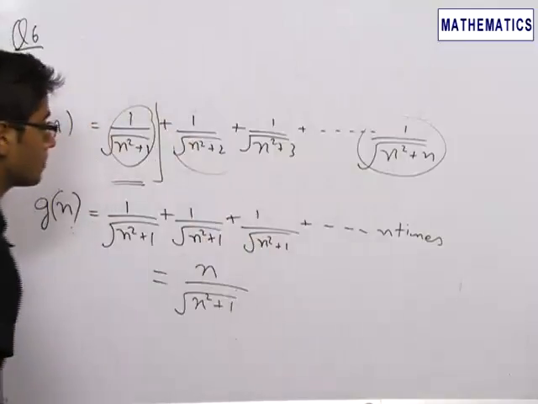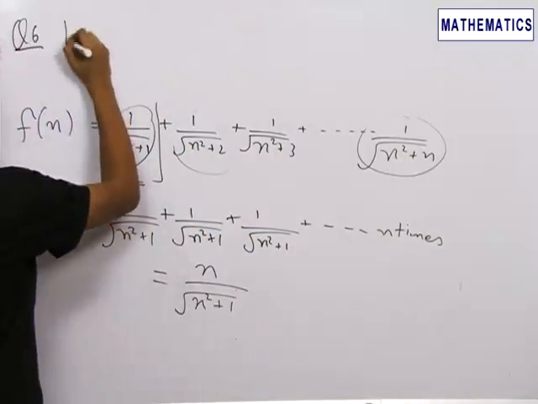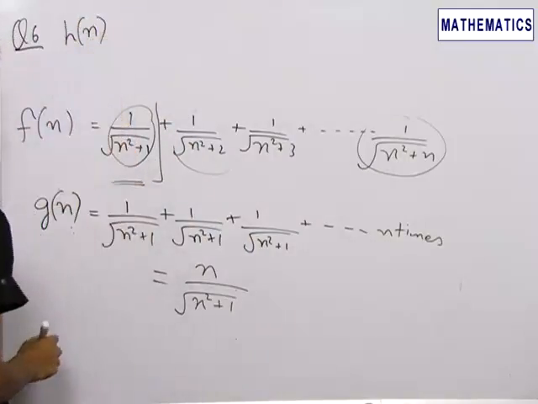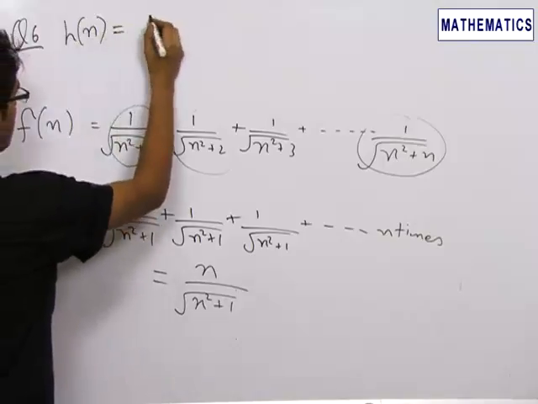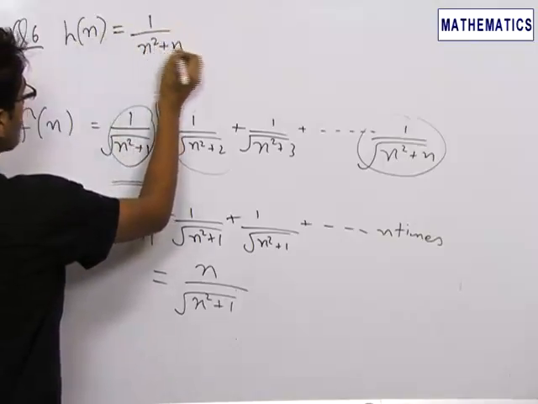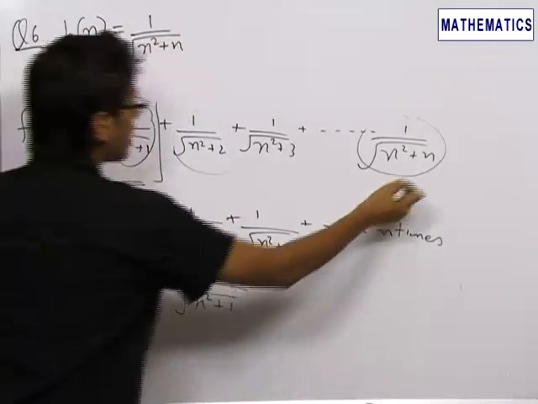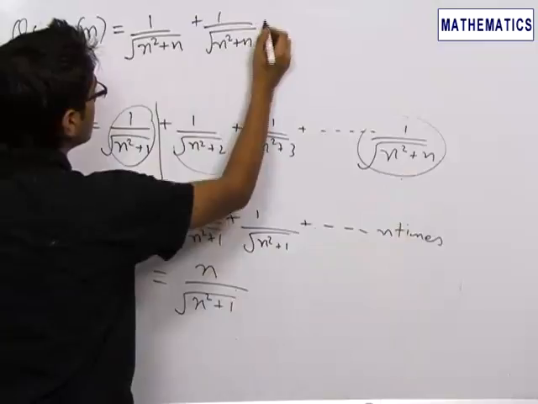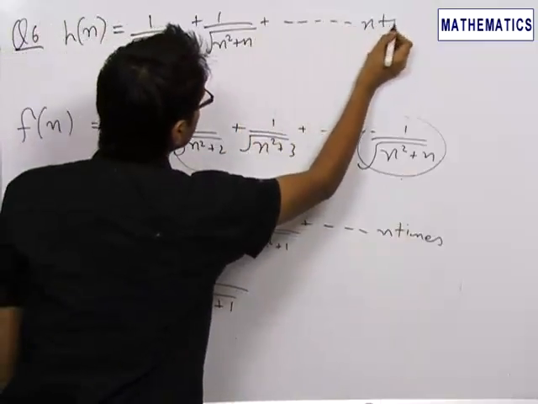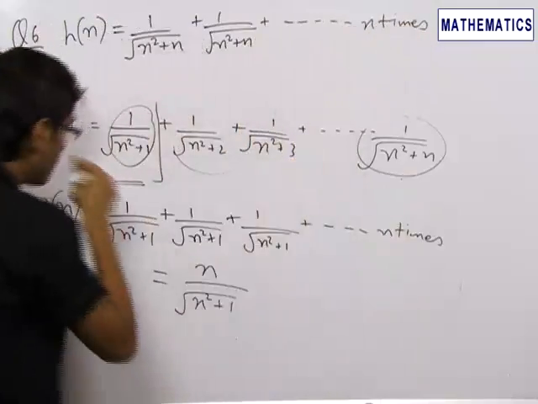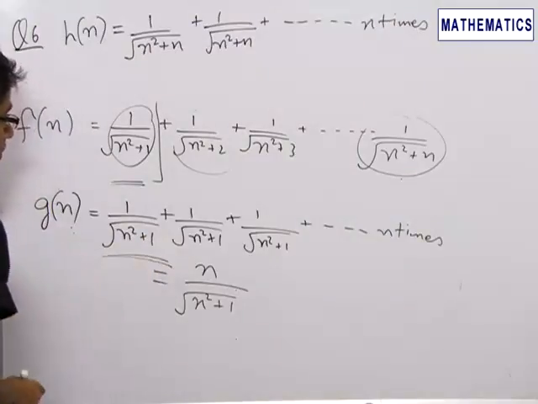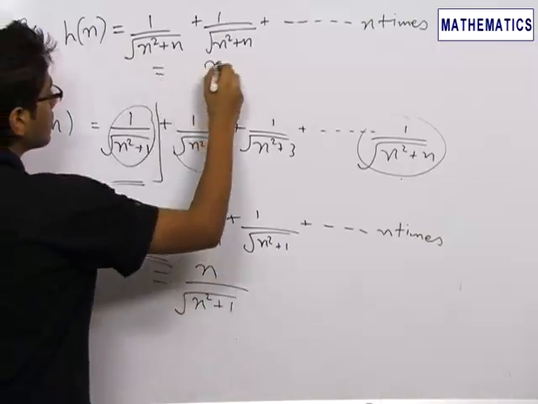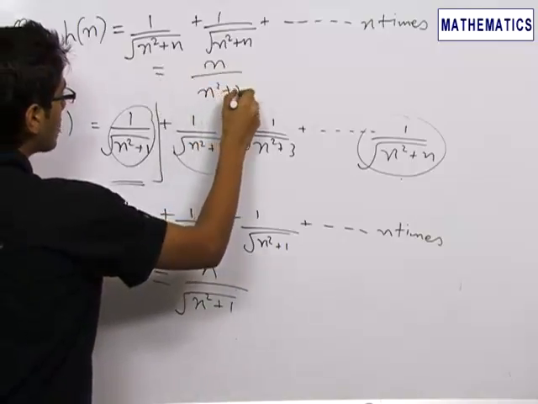Now we again consider h of n, another function, and take it as 1 upon under root n square plus n, which is the last term, plus 1 upon under root n square plus n, n times. In the similar way as we took 1 upon under root n square plus 1 n times in g of n. Now this becomes n upon under root n square plus n.